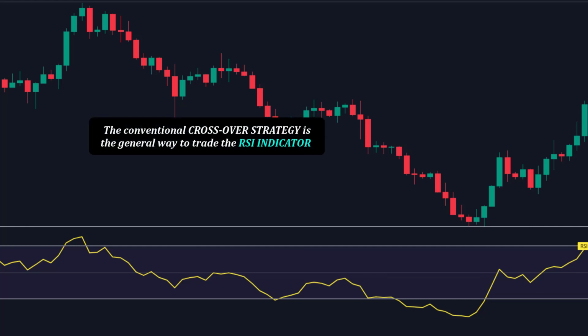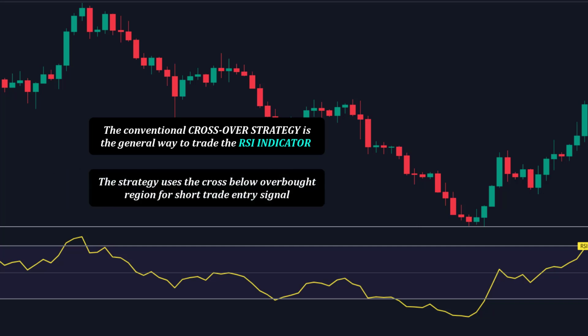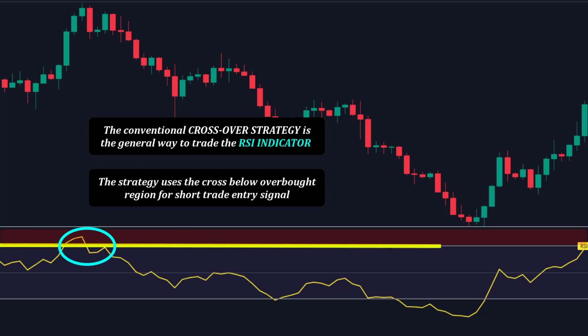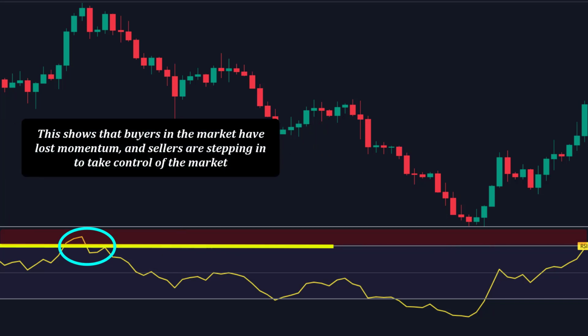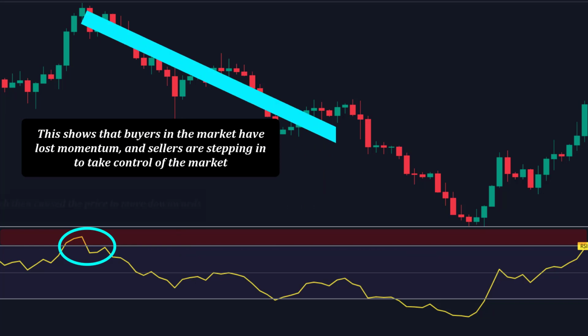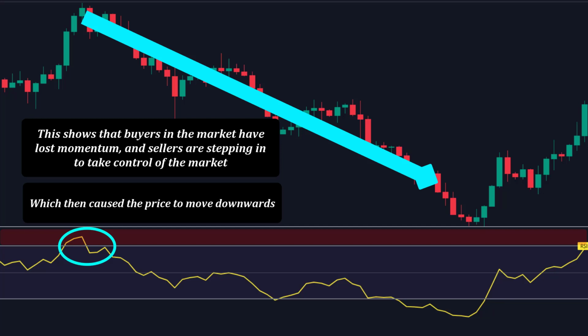The conventional way to use the RSI indicator to identify potential trend changes or trend direction is basically watching out for this RSI line to cross below this overbought region, represented by this 70 line. When this happens, it shows that buyers in the market have lost momentum, and sellers are stepping in to take control of the market, and the price later moves downwards.